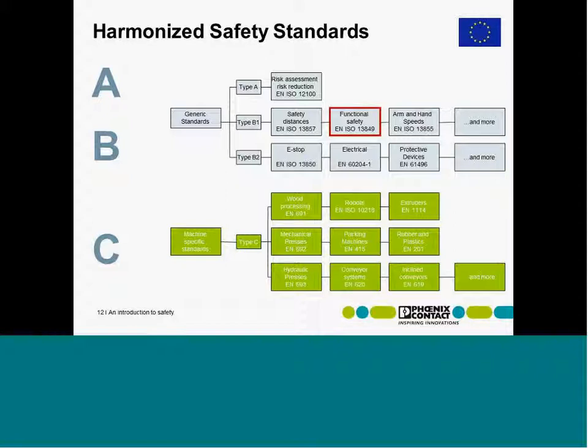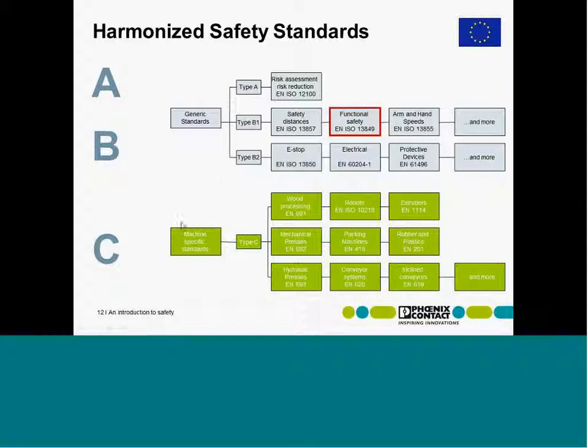One of the standards we have already covered is the Type A standard, EN ISO 12100, as you see on the top, which is the risk assessment. We have lots of so-called Type B standards, which cover sub-parts or sub-aspects of machines, for example safety distances, emergency stop devices, electrical equipment of a machine, protective devices like light curtains, and many other things. One that we would like to talk about in more detail is the standard ISO 13849, which deals with the aspects of functional safety.